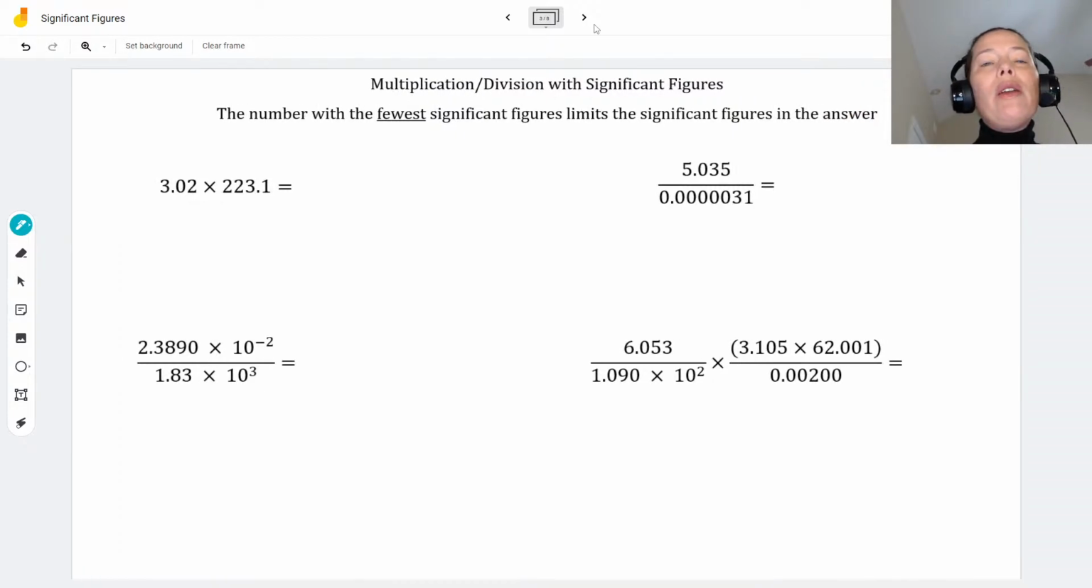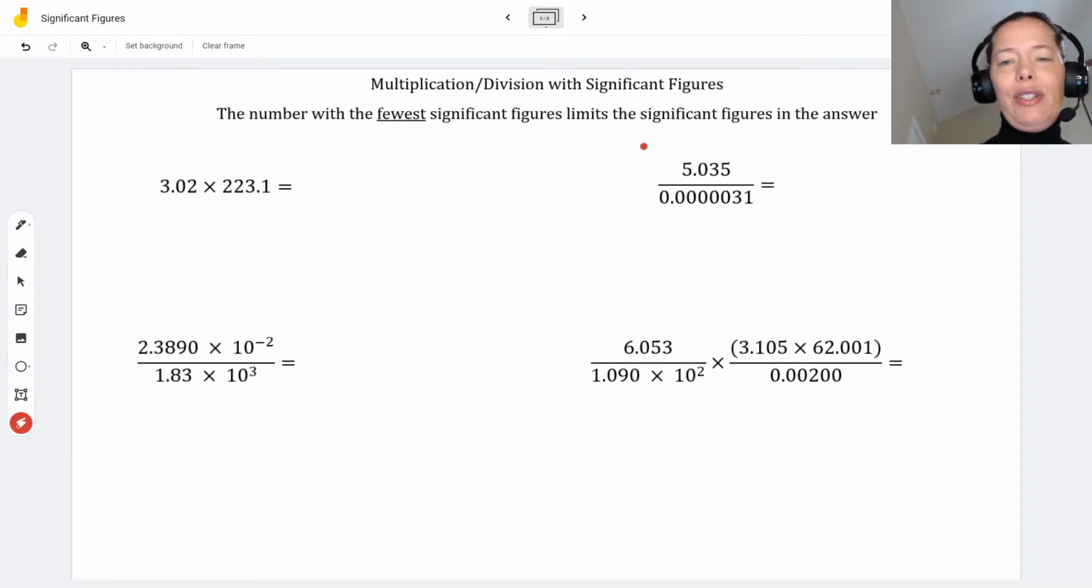Okay, so when you're doing multiplication or division, what you want to do is count up the total number of sig figs in whatever number you're working with. And the number, again, with the fewest total sig figs is going to limit your answer. So in addition and subtraction, we looked at decimal places only. In multiplication and division, we look at total number of sig figs. Okay, so again, I think this is easier to see when you actually do an example. So let's do a couple examples.